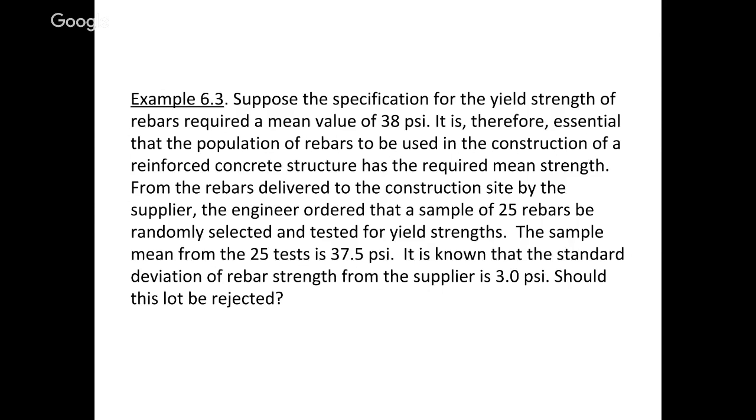The sample mean from the 25 tests is 37.5 psi, and you can see that 37.5 psi is less than 38, if you just compare the two numbers, right? But the real question is, is that statistically significant or not? It is known that the standard deviation of rebar strength from the supplier is 3.0 psi, so we're given the population standard deviation. And then the question is, should this lot be rejected? You are going to cost the supplier a lot of money if you reject the lot.